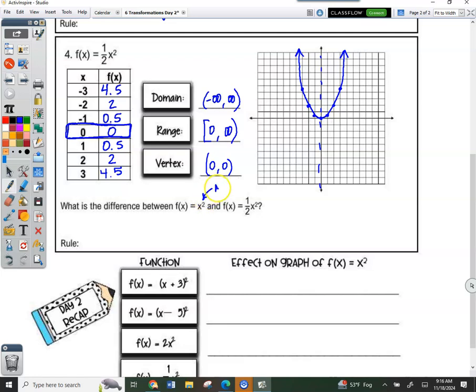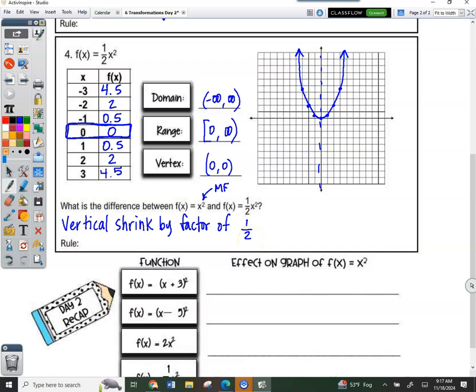This is the mother function. This is the one we just graphed. It is a vertical shrink by a factor, what do you think, of what? What's the factor it's shrinking by? 1/2.